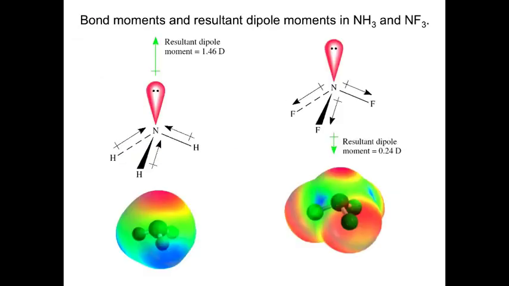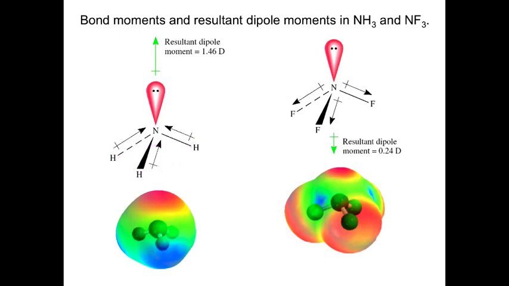Okay, in this example, we look at the bond moments and resultant molecular dipole moments for ammonia, NH3, and nitrogen trifluoride. So the geometry of these molecules is called trigonal pyramidal, in that these three atoms that would lie on the plane, if you imagine them sitting on the top of a table, then the nitrogen rises above that plane and makes a little pyramid with a triangular base.